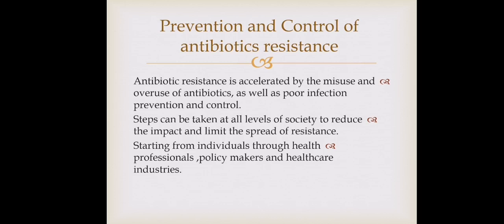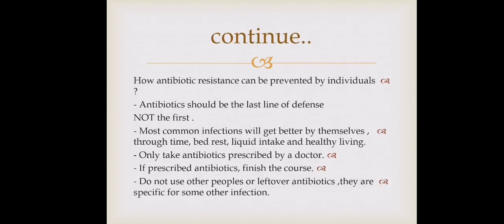How to prevent and control this antibiotic resistance? Antibiotic resistance is actually accelerated by the misuse and overuse of antibiotics, as well as poor infection prevention and control. Steps can be taken at all levels of society to reduce the impact and limit the spread of resistance, starting from individuals through health professionals, policymakers, and healthcare industries. All are responsible for prevention and control of antibiotic resistance.